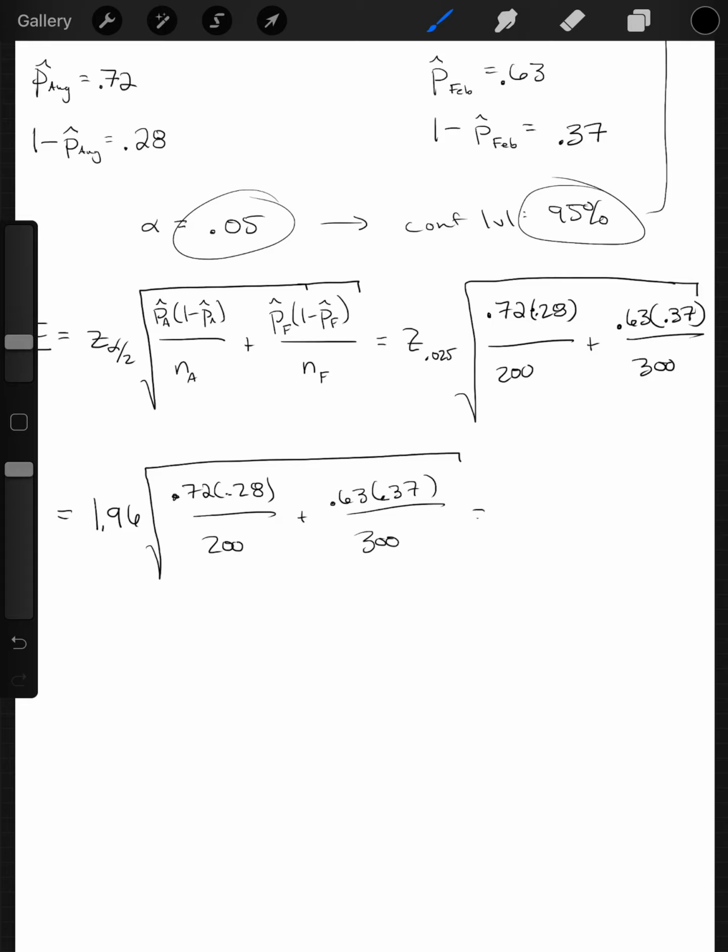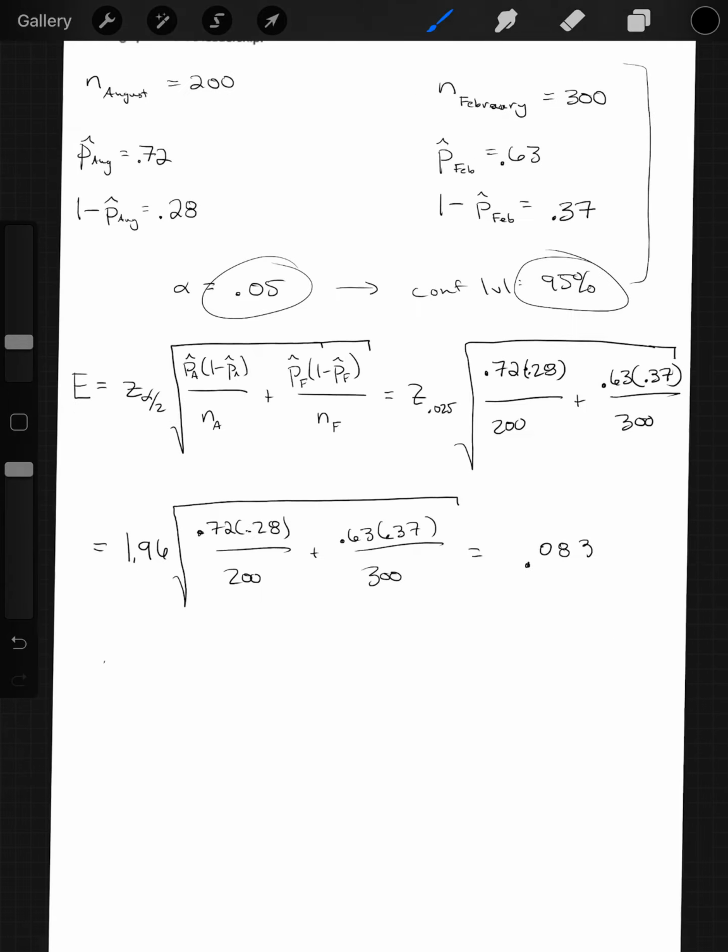Alright, now we're going to throw that into our calculator. 1.96 times the square root of 0.72 times 0.28 divided by 200 plus 0.63 times 0.37 divided by 300, and when we calculate that, we get roughly 0.083. Alrighty, so that's our E.